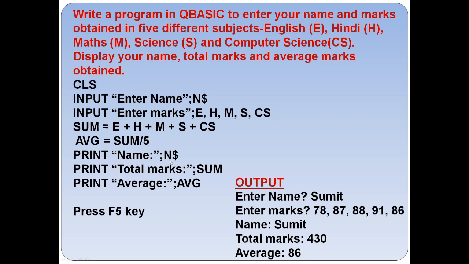Now print name$, total marks will be stored in sum, so we print sum, then average is stored in AVG, so we print AVG. Then press F5, enter name. It will ask enter name, question mark, I have entered Sumit. Enter marks, I have entered any 5 subjects' marks here. You can enter any marks here. Now it will display name Sumit, total marks 430, the sum of these numbers. Then average, it will divide 430 by 5, it will become 86. This is the answer of this question.